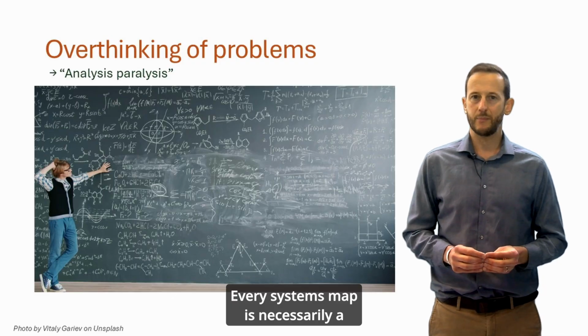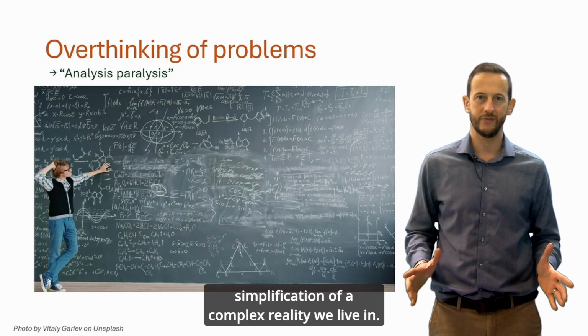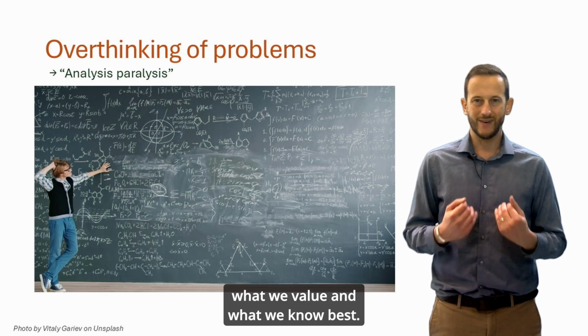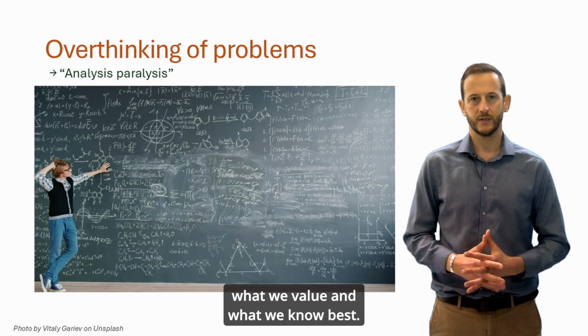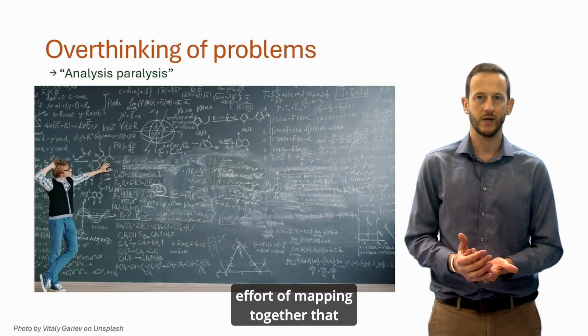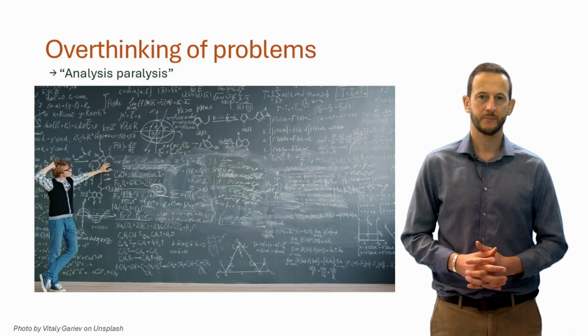Every systems map is necessarily a simplification of a complex reality we live in. What we choose to visualize reflects what we value and what we know best. And it is precisely through the collective effort of mapping together that blind spots can be revealed and addressed.